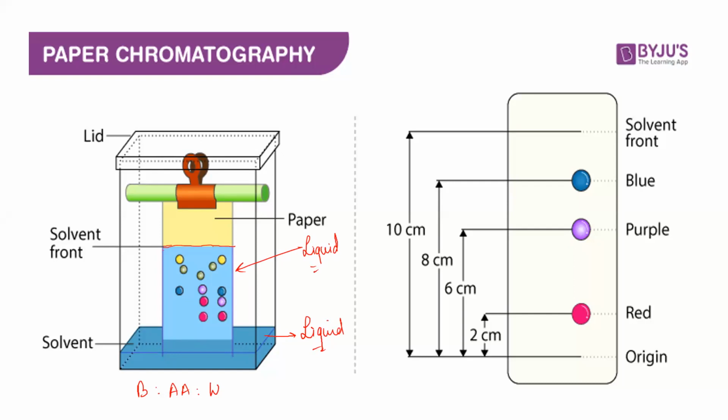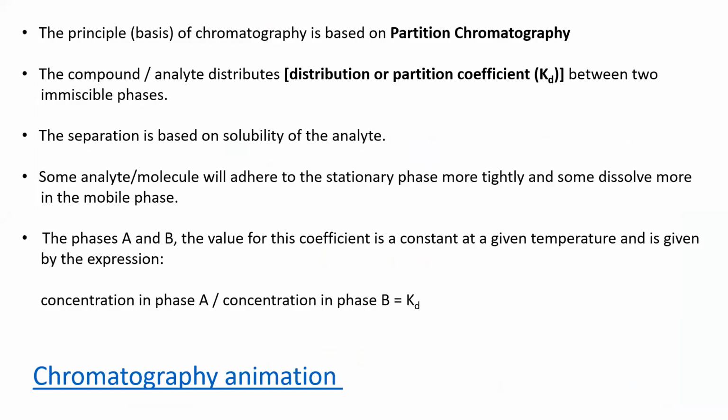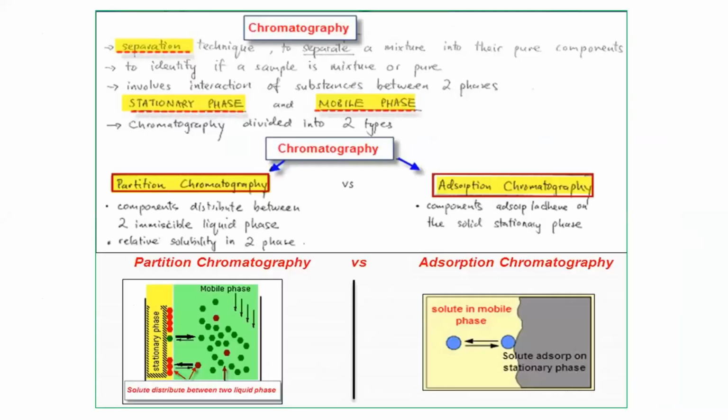Now, chromatography is a separation technique. It is now known to us also. There are two types of chromatography: partition chromatography and adsorption chromatography. Today we are going to see both of them in quite a bit of detail. We will first start with partition chromatography, because we have already seen paper chromatography, which is liquid chromatography.